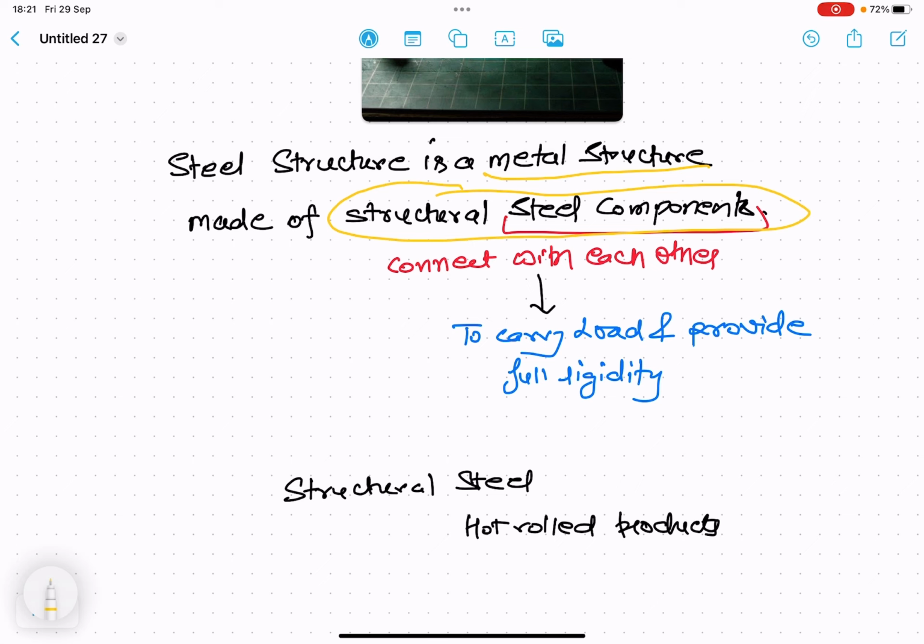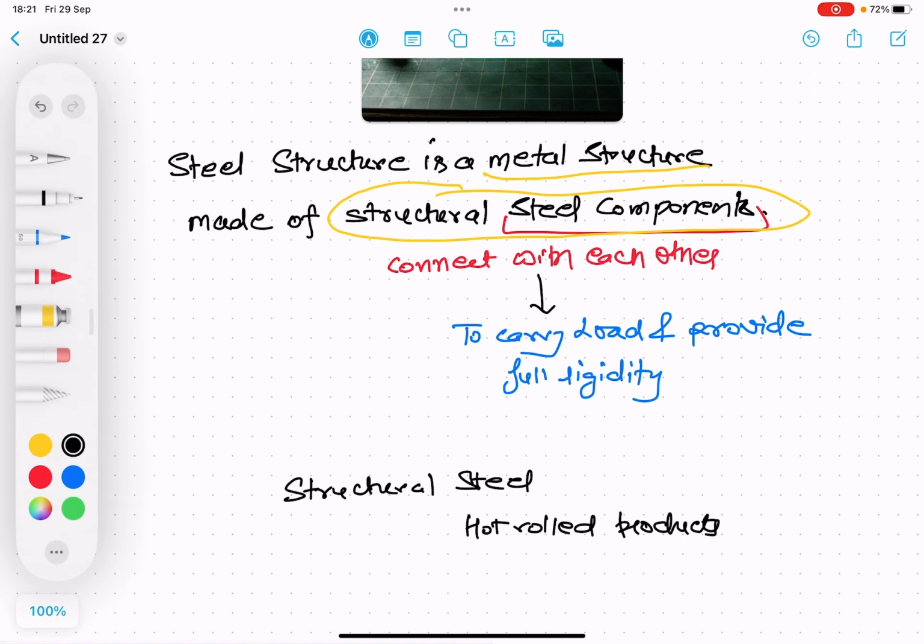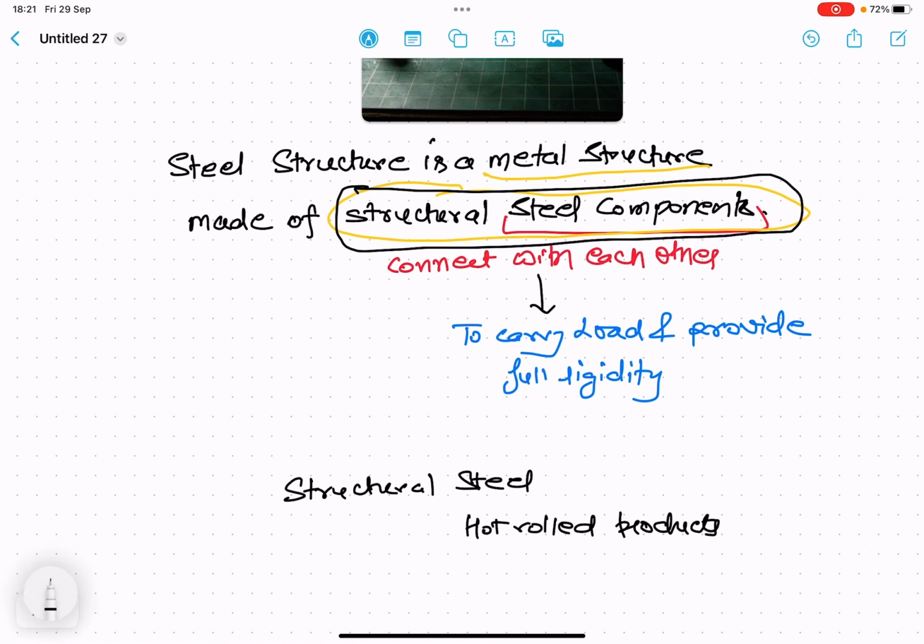Now the question comes: what are structural steel components? As a steel structure is made up of structural steel components, what are they? Suppose something is being used a number of times. Suppose there is some element being used in a number of applications. What the producer of that element does is start producing that element in masses. The same thing is with structural steel components.